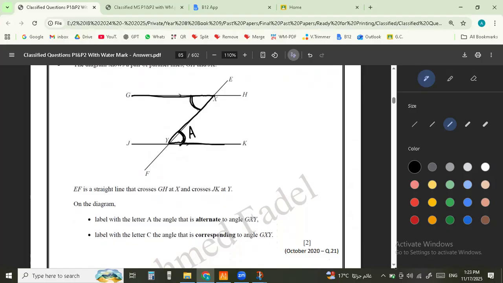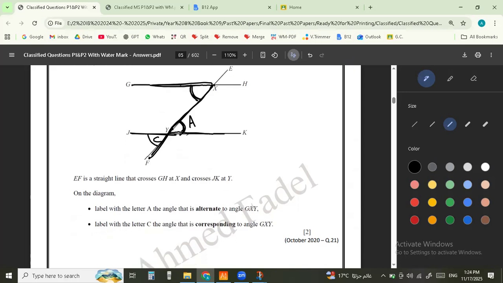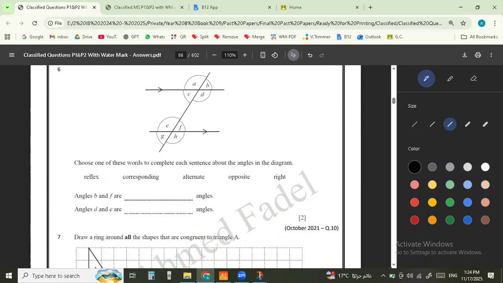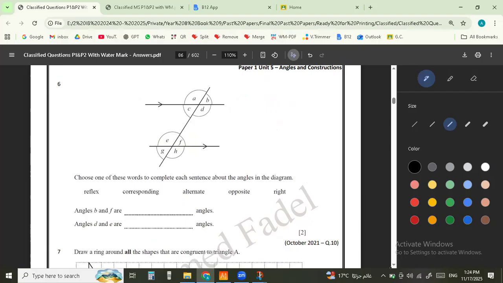Label with the letter C the angle that is corresponding to angle GXY. Corresponding to it is over here, making it the F letter. You see it? So this is corresponding with this, but they want it with letter C. Choose one of these words. Angles B and F are corresponding. Angles D and E are alternate.